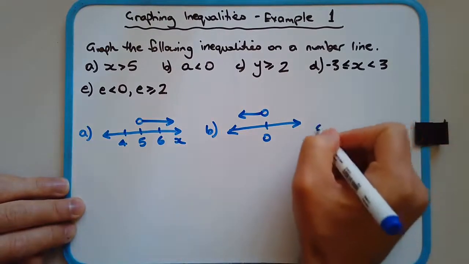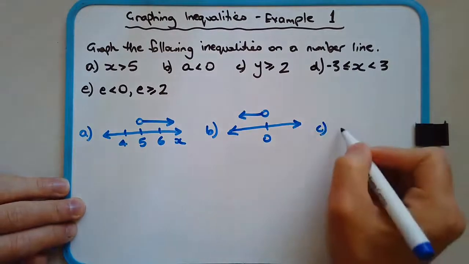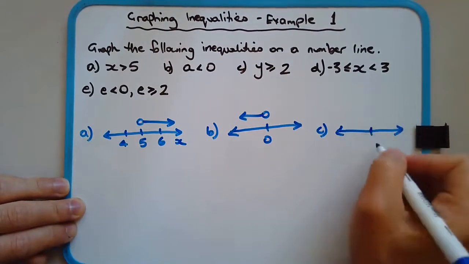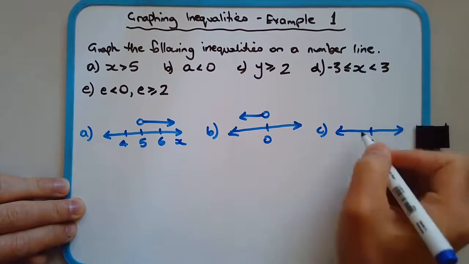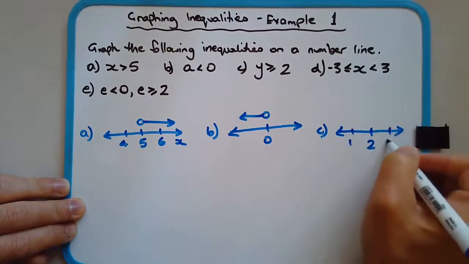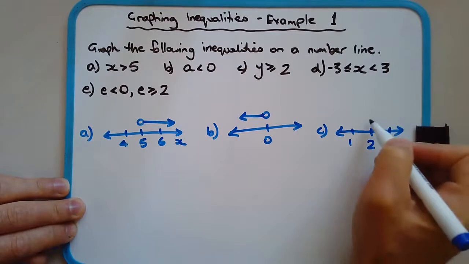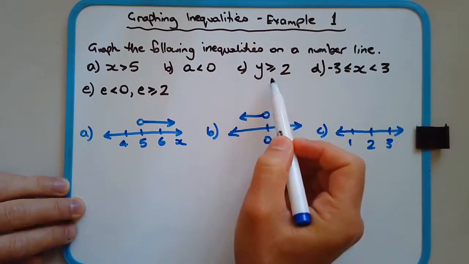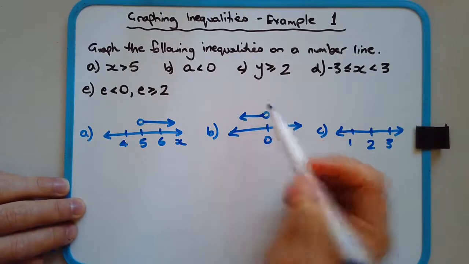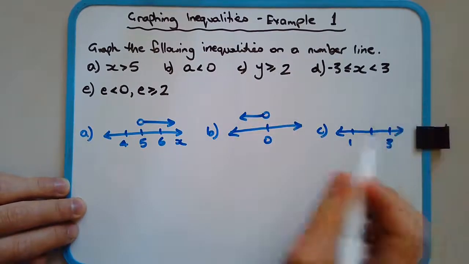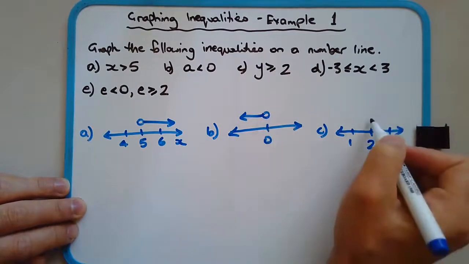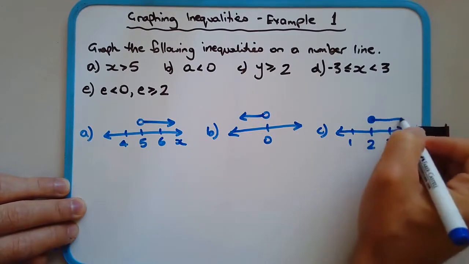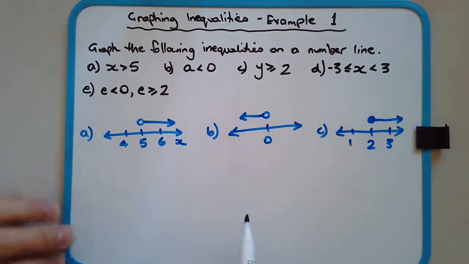Part C. Okay, y greater than or equal to 2. Okay, I might just put a few extra numbers there. Okay, and notice this time now that it's greater than or equal to, so y is allowed to equal 2 itself. In which case, rather than using an open circle, we're going to use a closed circle. Okay, and again the arrow in the direction of the inequality.